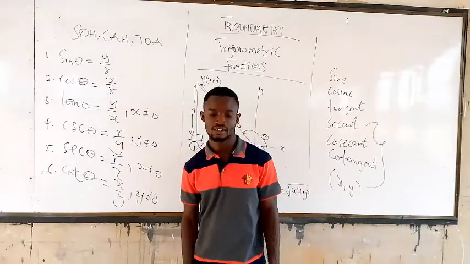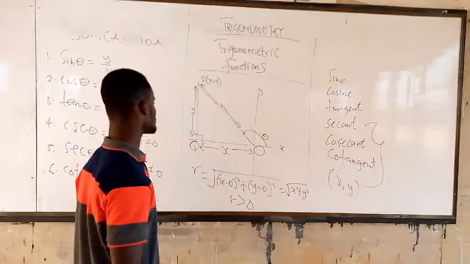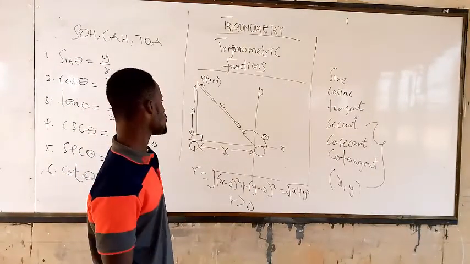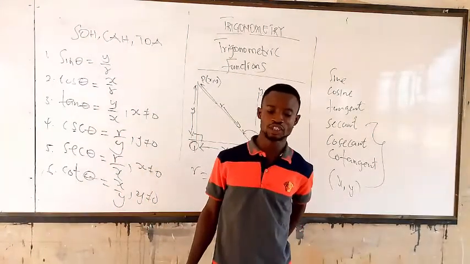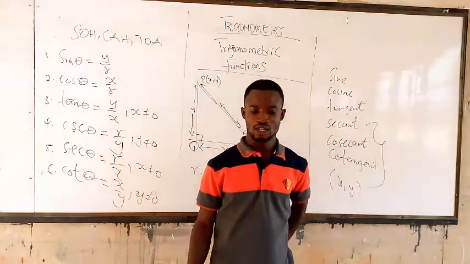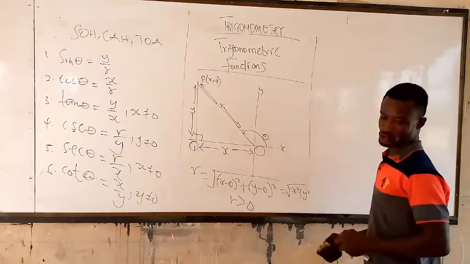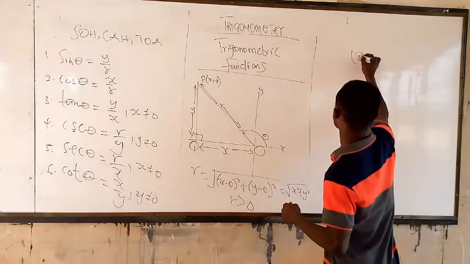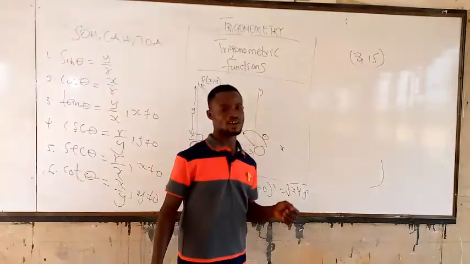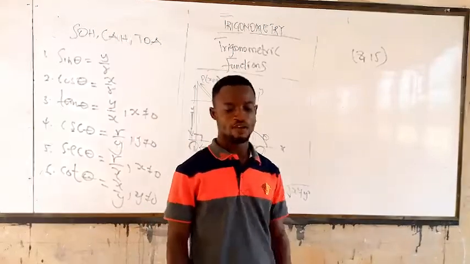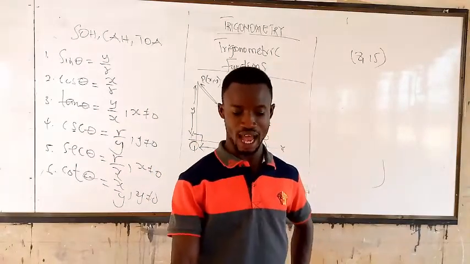Alright, so let's try this. The terminal side of an angle theta in standard position passes through the point (8, 15). Where in (8, 15), y represents the 15. Find the values of the six trigonometric functions of the angle.